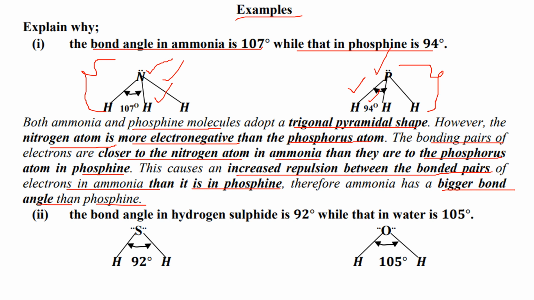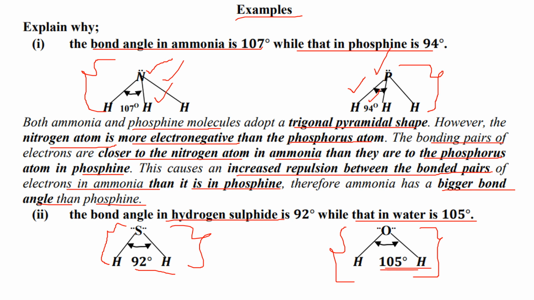So explain number 2, which is going to be: explain why the bond angle in hydrogen sulfide is 92 while that in water is 105. So if you look here, hydrogen sulfide and water, they all adopt a bent structure or a V-shaped structure. Both of them have the same structure, but in sulfur we have a bond angle of 92, whereas in oxygen we have a bond angle of 105 degrees.